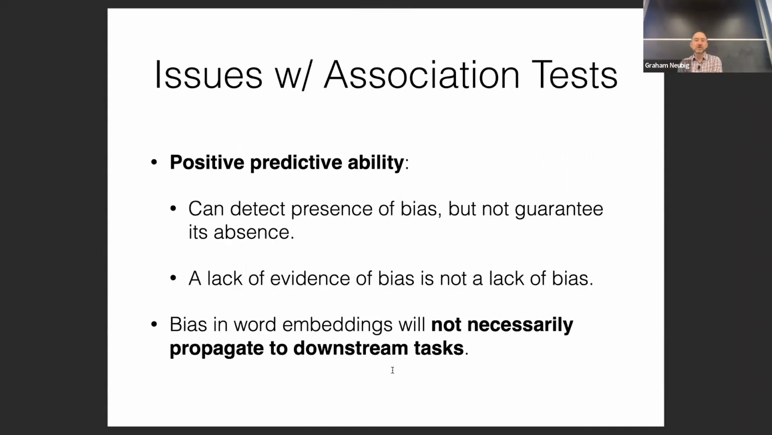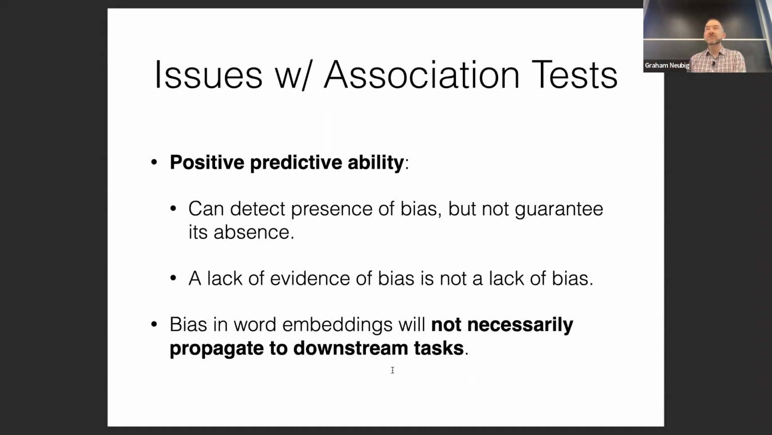One issue with these association tests is that they have positive predictive ability: they can detect the presence of bias, but it's hard to demonstrate the lack of bias. A lack of evidence of bias is not a lack of bias. So you might detect no bias in word embeddings, but it still might be there.